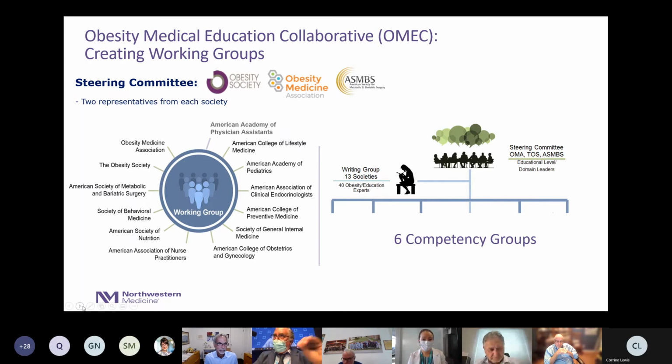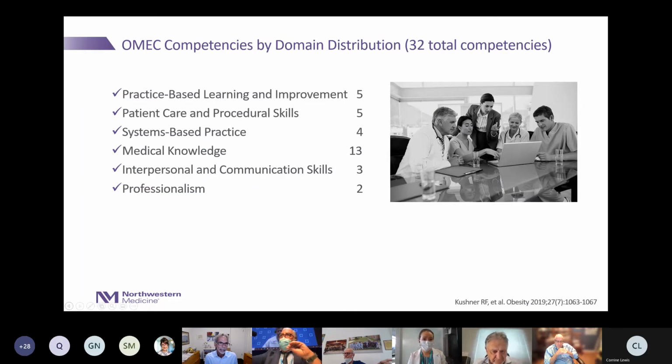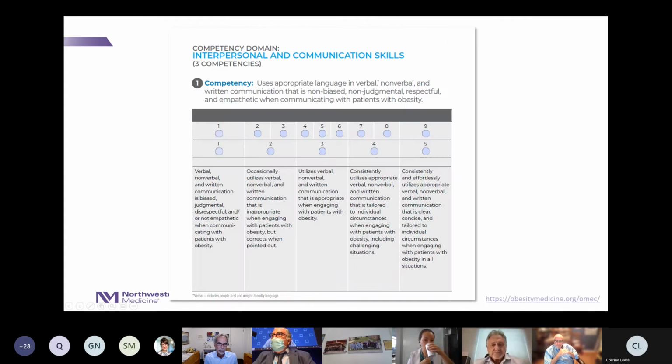Next slide, please. And this is an example, and these are the competencies we came up with, 32 total competencies. Probably not surprising, most of the competencies were in medical knowledge. 5 each were in medical practice learning and then patient care, 4 in systems-based practice, 3 in communication, and 2 in professionalism. And in the next slide, you're going to see an example of what the competencies look like.